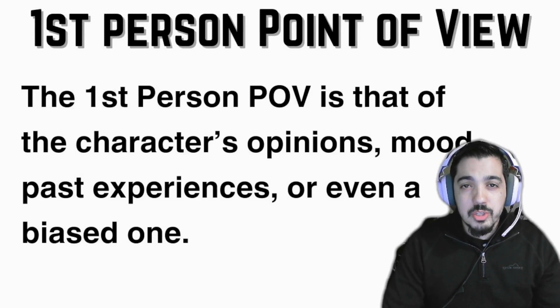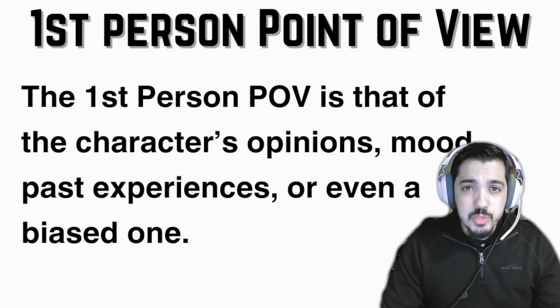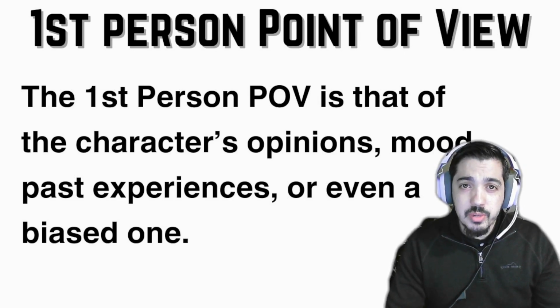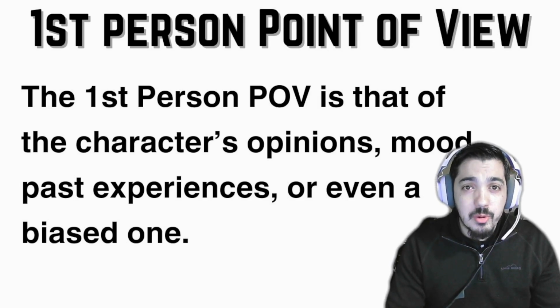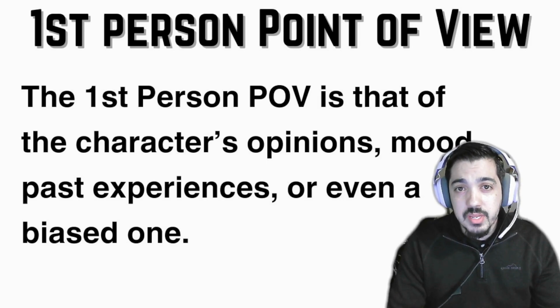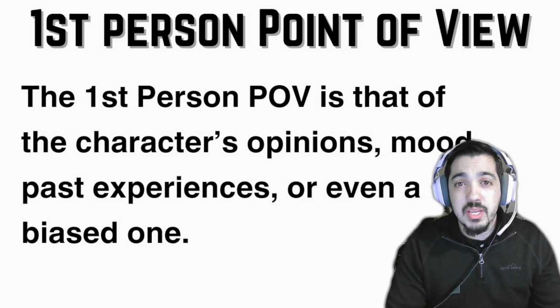To go further into first person point of view, you have to realize that the first person point of view is going to be based off of the character's moods, their opinions, past experiences, and their bias. They can be biased to whatever it is, and we only see that because we're seeing through their eyes and through their mind and what they're thinking.